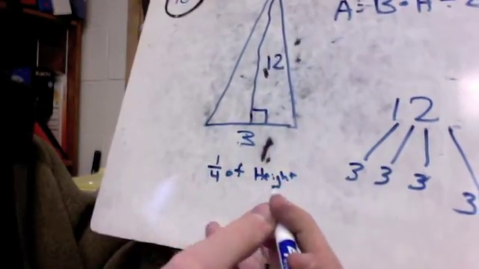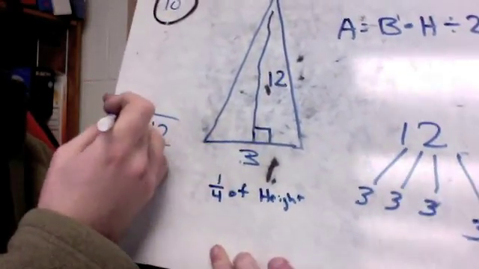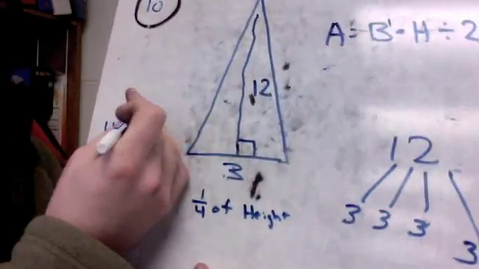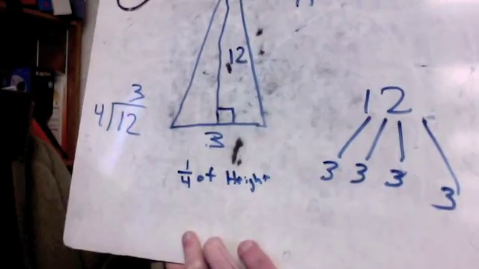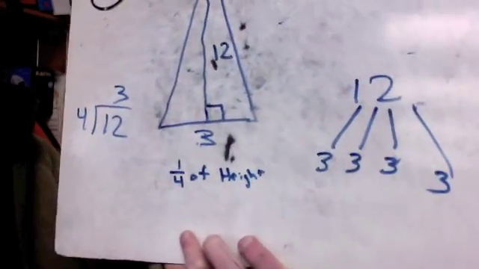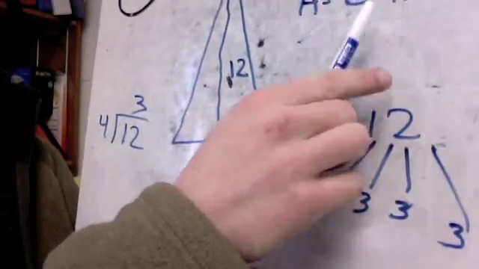Now, a quarter would just mean 1/4. So we could have also just done 12 divided by 4 pieces and got 3 for our answer. That would work too. But you really do need to understand what a quarter means to get this question right. Alright, now we can just use our formula to find the area of a triangle.